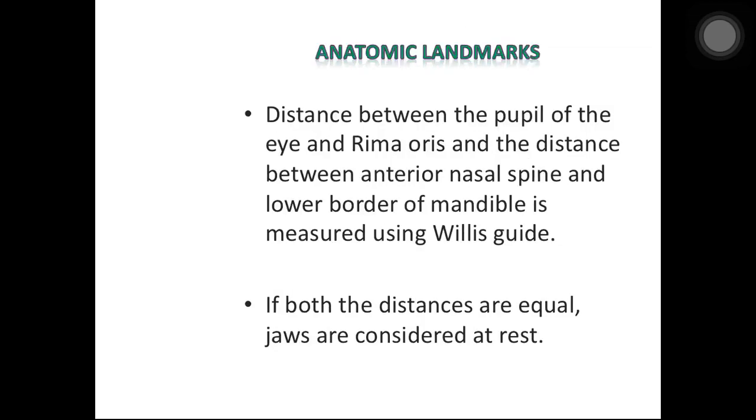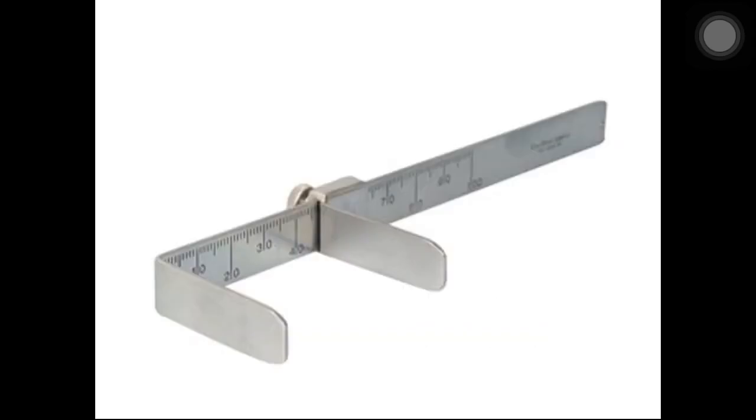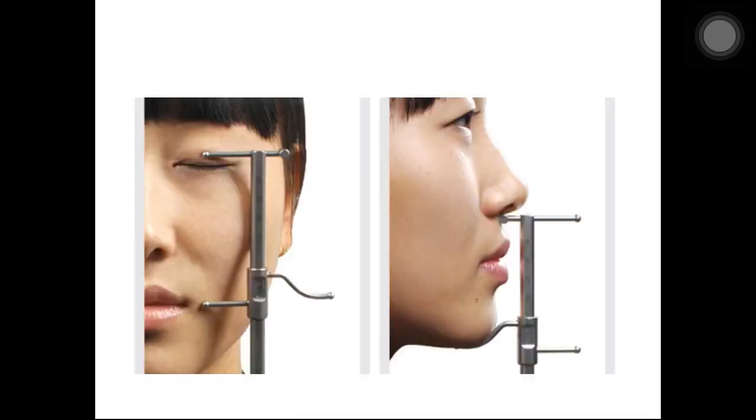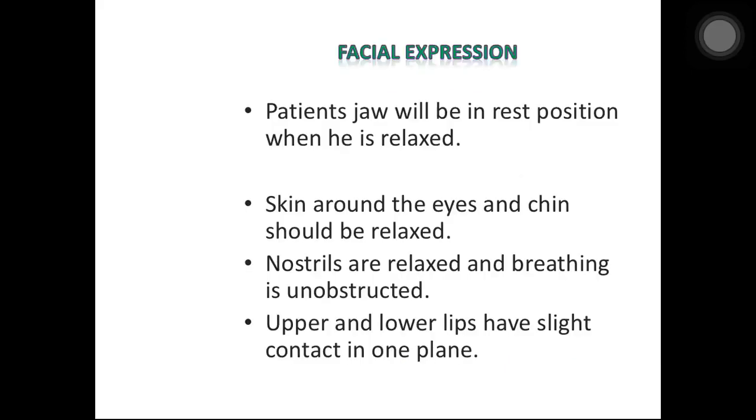Anatomical landmarks are also a method, in which the distance between the pupil of the eye and the rima oris, the corner of the mouth, and the distance between the anterior nasal spine and the lower border of the mandible are measured using the Willis guide. If both distances are equal, the jaws are considered at rest. This is called a Willis guide. These two measurements are recorded. In facial expression, the patient's jaw will be in rest position when he is relaxed. Skin around the eyes and chin should be relaxed, nostrils are relaxed, and breathing is unobstructed. Upper and lower lips have slight contact in one plane.